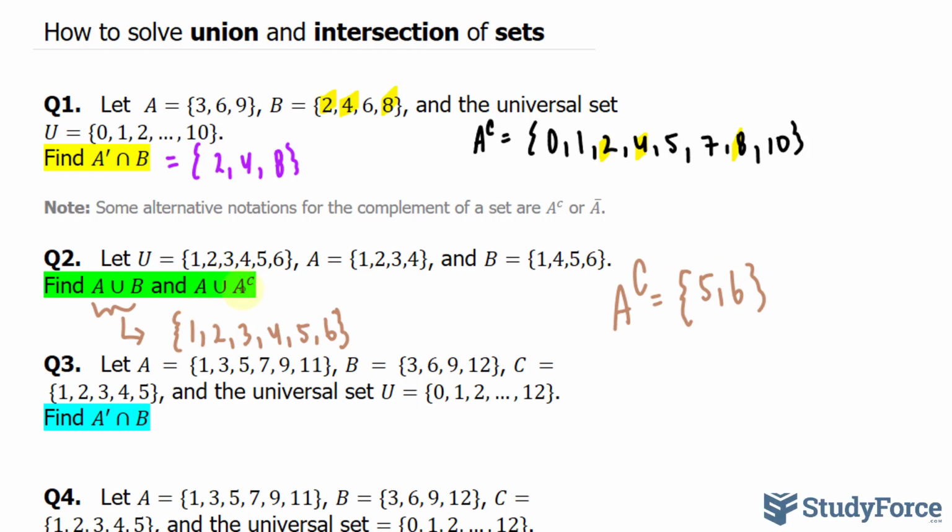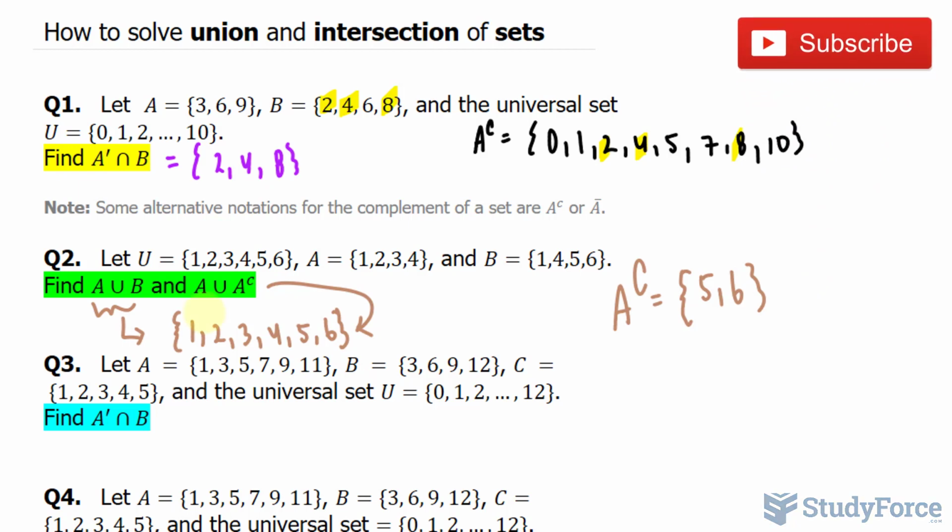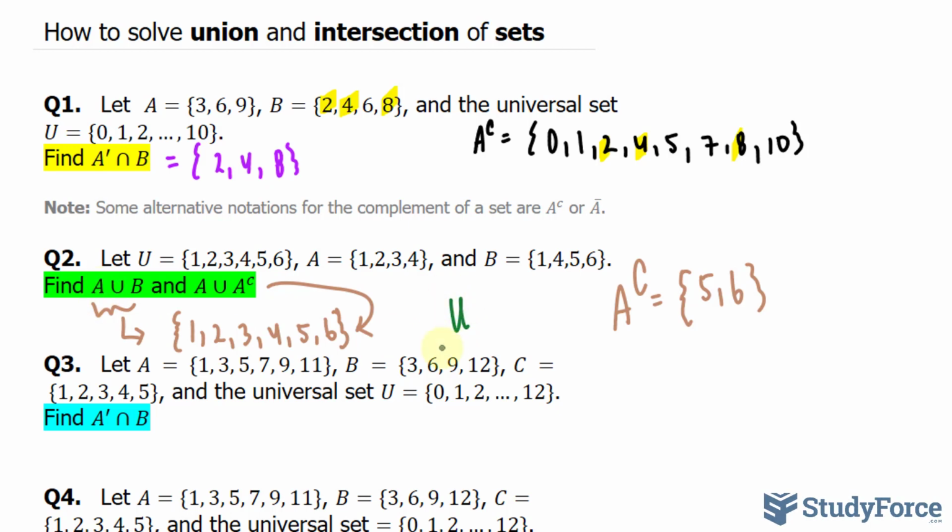And now we have to find the union of that and A. So here are all the elements that belong in A, and here are all the elements that belong in the complement of A. Once again, this will be the answer to the union of these two. And of course, you can summarize both of these answers actually as U. So instead of writing this out in roster notation, you can just write down the union of A and B is the universal set U. Let's move on to question 3.